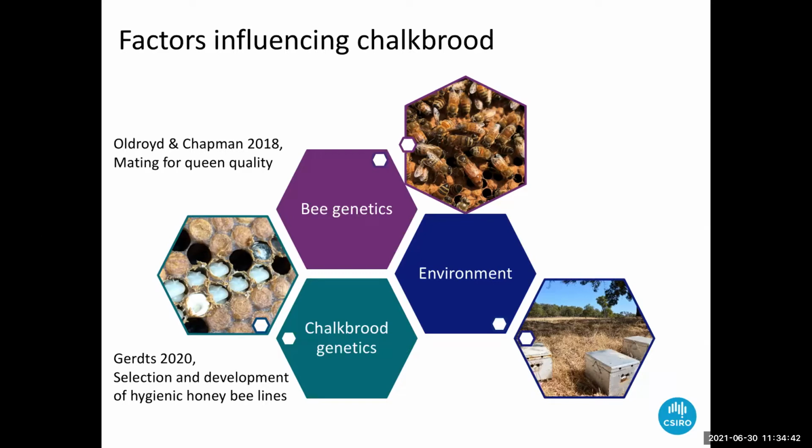So AgriFutures funded this study to look at some of these factors that could be influencing current disease outbreaks. And this followed on from two other important AgriFutures studies. The first of these was by Ben Oldroyd and Jean Chapman at Sydney Uni, and they did a nice study looking at the mating levels of commercial queens in Australia. One of the things they found was that we could improve mating levels of commercial queens. And there's actually a good amount of overseas literature supporting the benefits of higher mating levels for colonies.